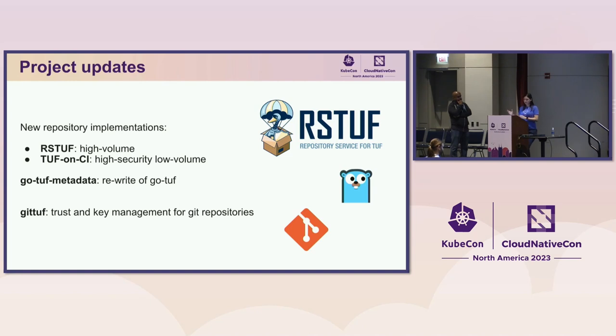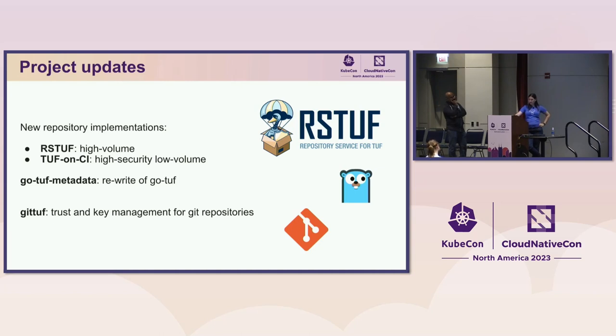And so there's been a lot of great work on the client side, and so in the past year or so, we've shifted to doing some great work on the repository side to make this super easy to deploy in different cases. So two projects that I'll mention are RSTUF and TUF on CI. RSTUF really focuses on this high volume case, and it has a lot of great features for scalability, inspired by the Python Package Index use case, and it's used there as well.